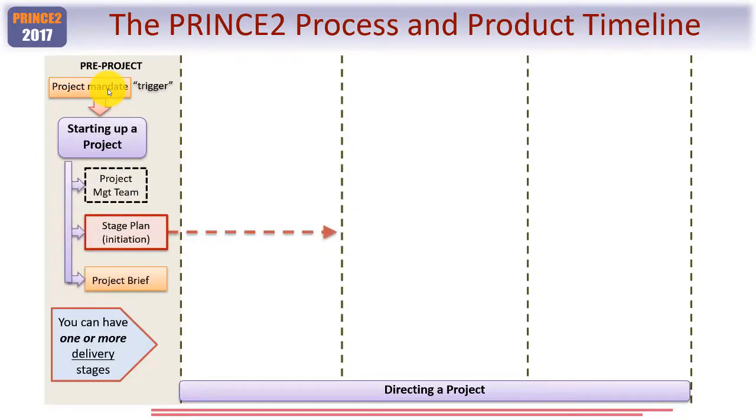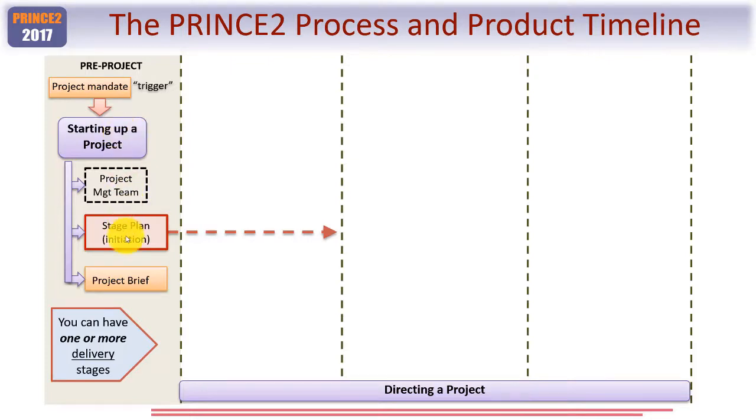Within starting up a project, amongst other things, you would assemble the project management team and you would create 2 main products. The project brief, containing the outline business case, the project approach, as well as the project product description. The second management product that you will create is the stage plan for the initiation stage. And this is often a concept that, although straightforward, seems hard to explain. All we're saying here is that pre-project, remember this is not a stage, it's merely a time frame where you're using the process starting up a project.